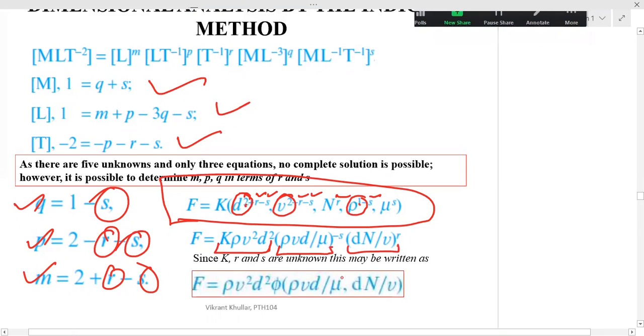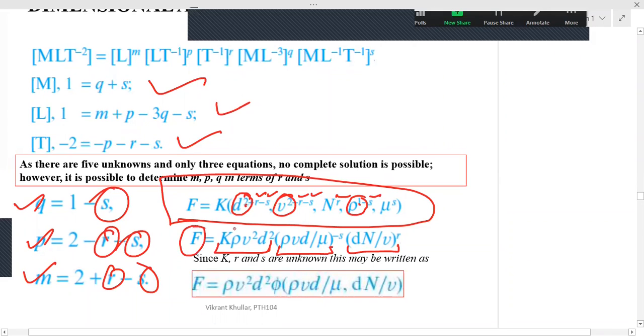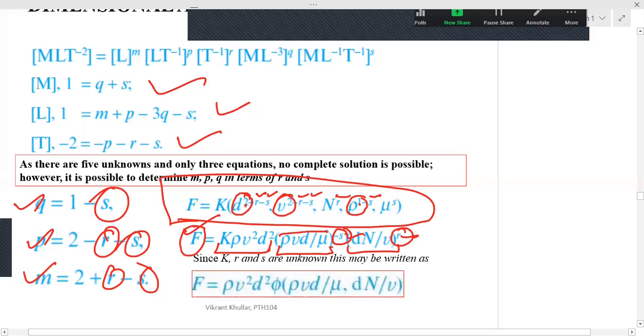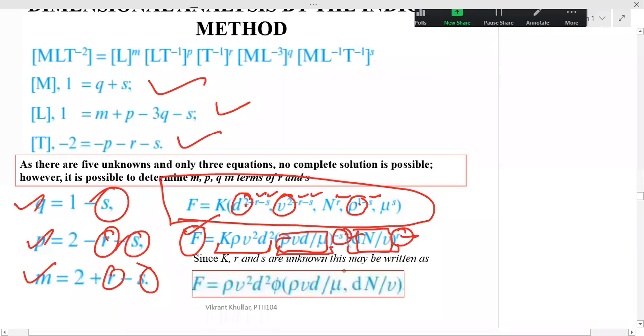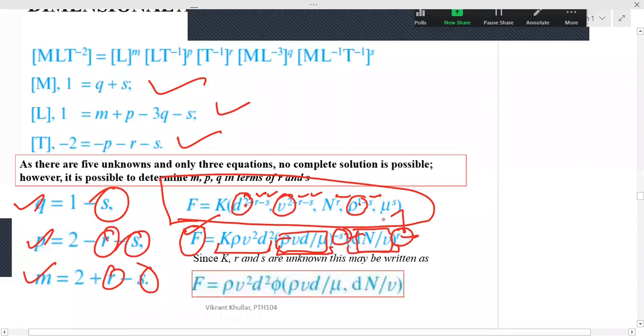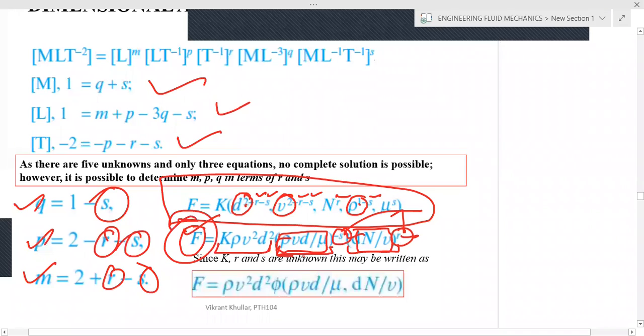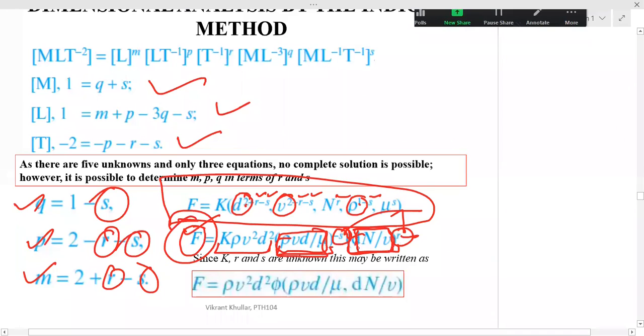And since this equation is valid for any value of S and R, what does that tell you? What should be these terms? These should be dimensionless or have some dimensions. So dimensionless, because R and S are arbitrary. So if this equation is valid for all the cases, it means these terms should be dimensionless.